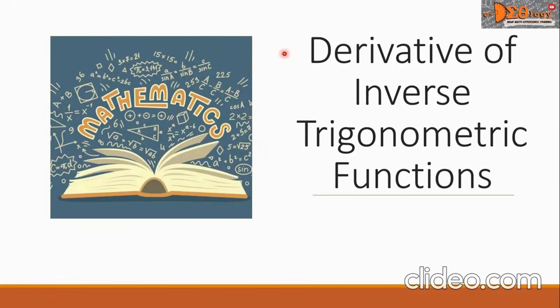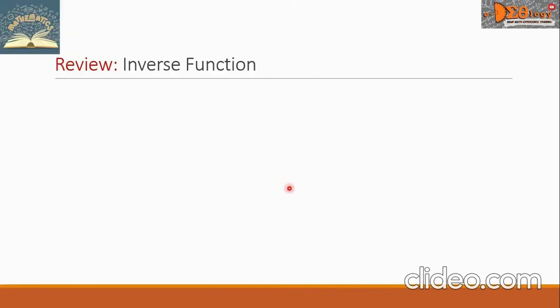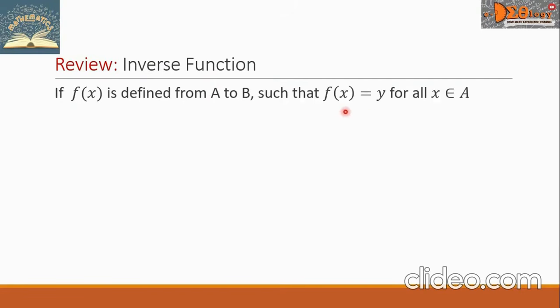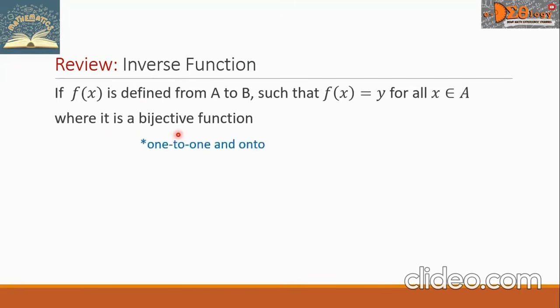Today, we're going to study derivative of inverse trigonometric functions. First, let us have a review about inverse function. If f of x is defined from a to b, such that f of x equals y for all x an element of a, where it is a bijective function. Bijective means the function is one-to-one and onto.